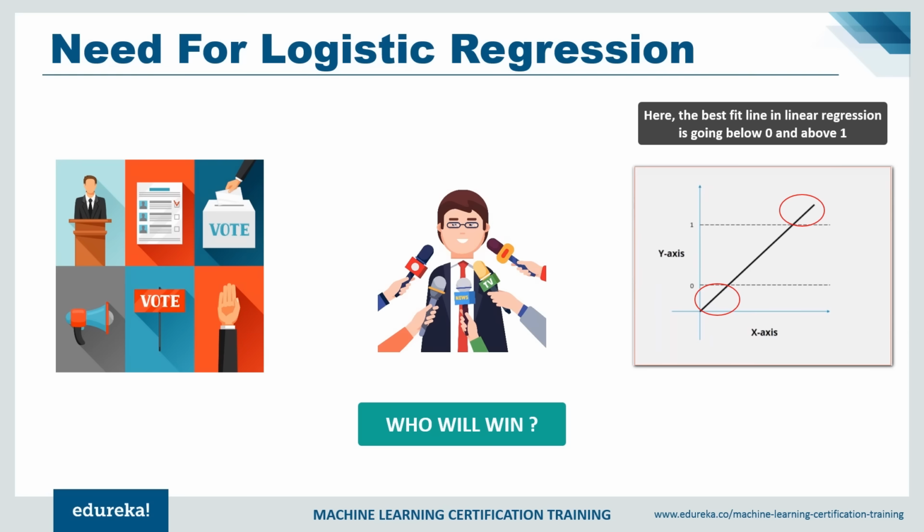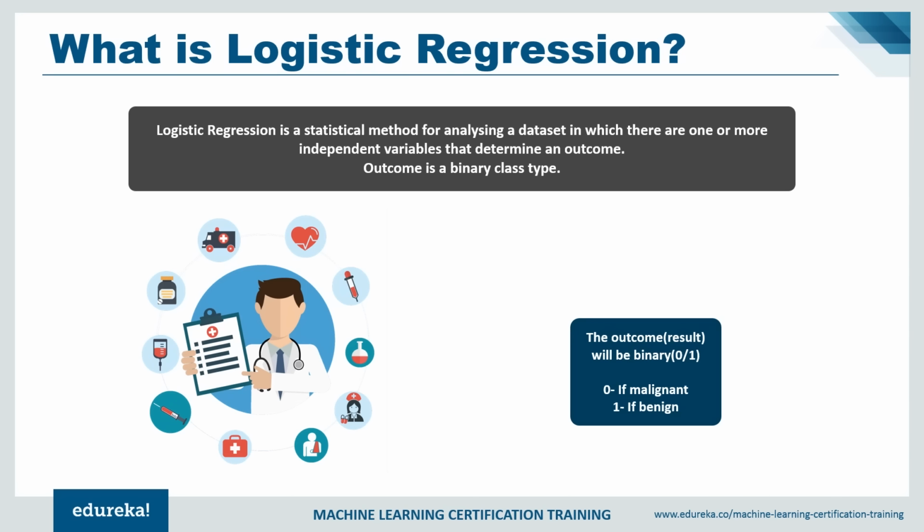What we need is a new way to solve this problem. So hence people came up with logistic regression. So let's understand what exactly is logistic regression. Logistic regression is a statistical method for analyzing a dataset in which there are one or more independent variables that determine an outcome. And the outcome is a binary class type.